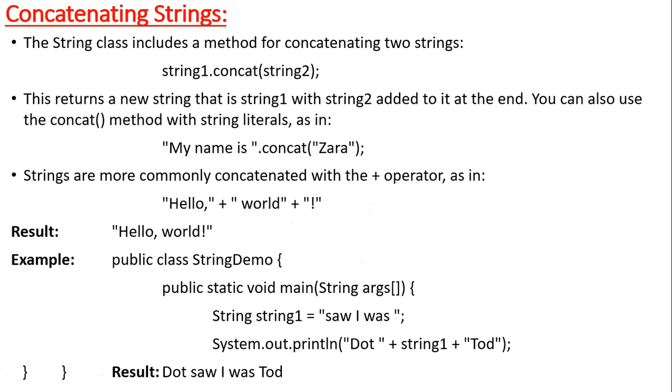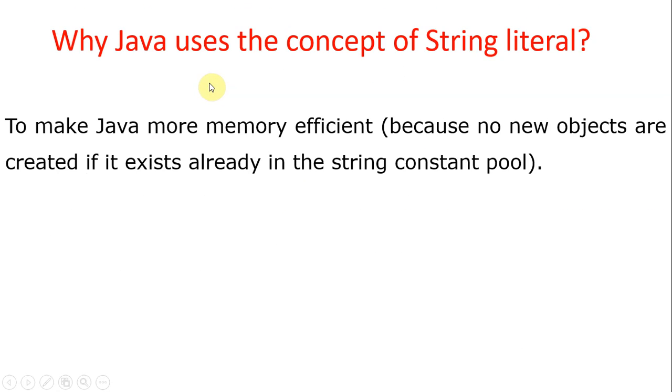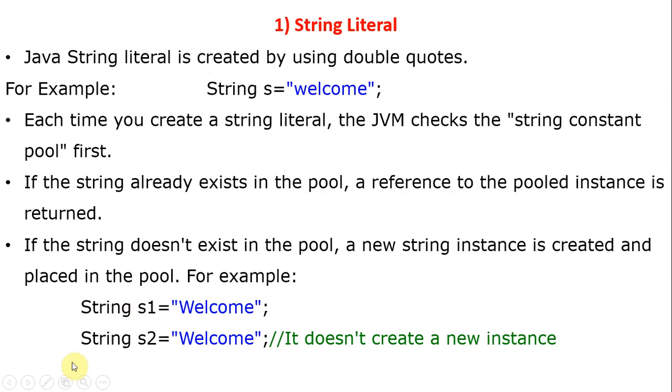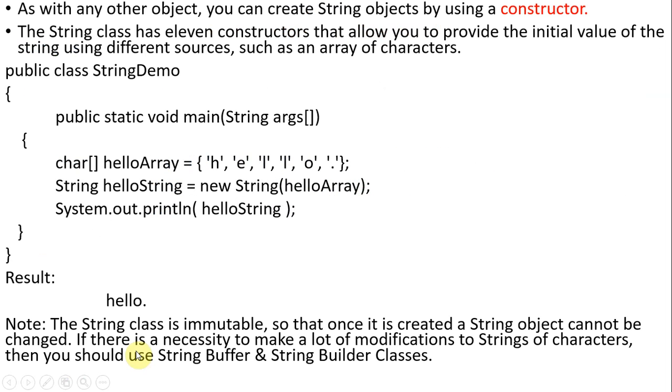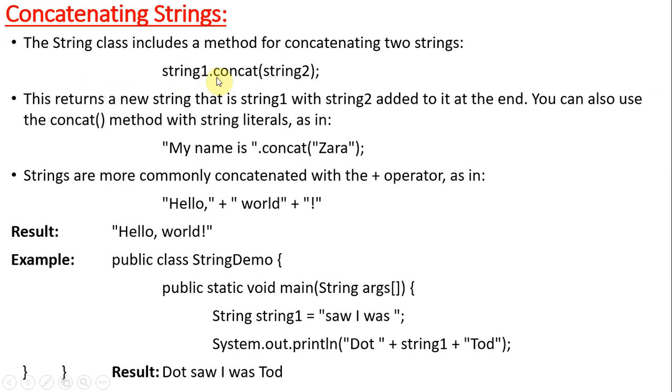And concatenating strings, concatenation we are hearing many times. Concatenation means combining. The String class includes a method for concatenating strings. We have many methods, I'm discussing a few. Concat is the name of the method. If you have a string s1 and a string s2, like this you write string1 dot concat string2. Already in string 1, hi is there, and in string 2, hello is there. Both combined means hi, hello, like that.